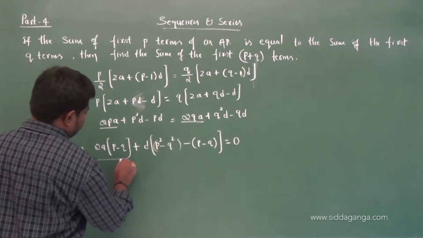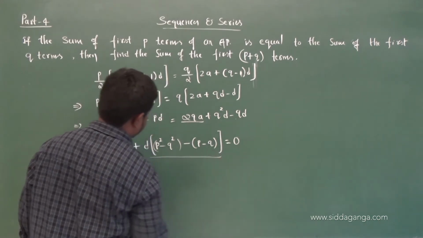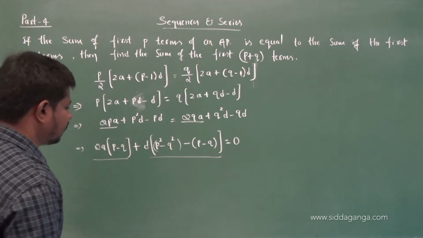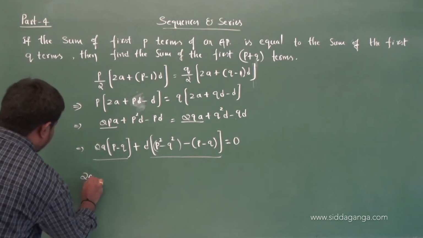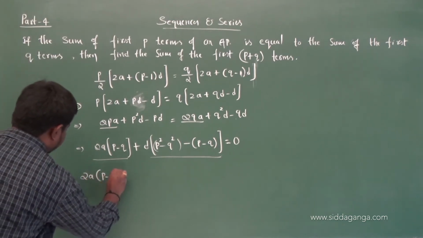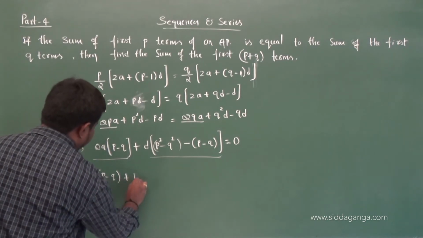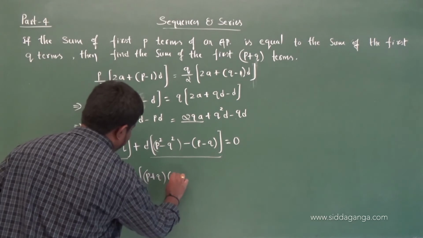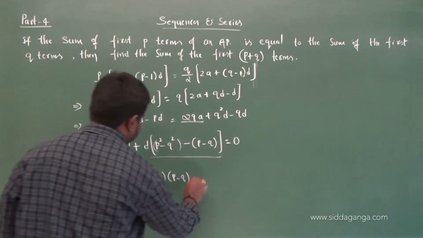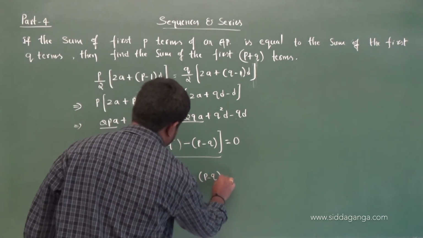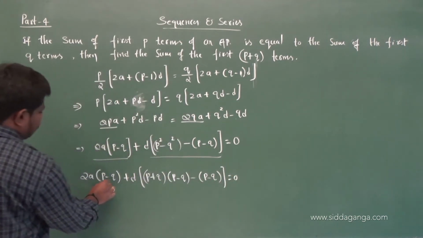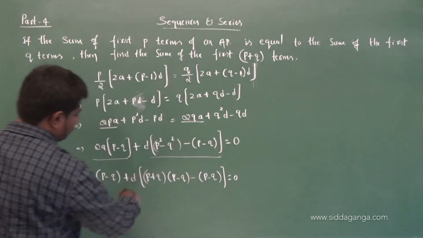Now, in these two terms, P square minus Q square is the same as what? P plus Q into P minus Q, right? 2A into P minus Q plus D into P plus Q into P minus Q minus P minus Q. So, P minus Q is common in these two terms. Here we have P minus Q, here also P minus Q, taken outside.